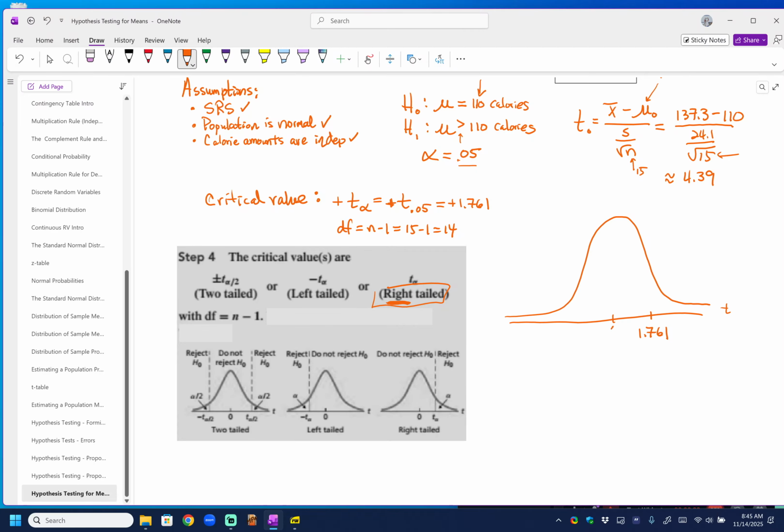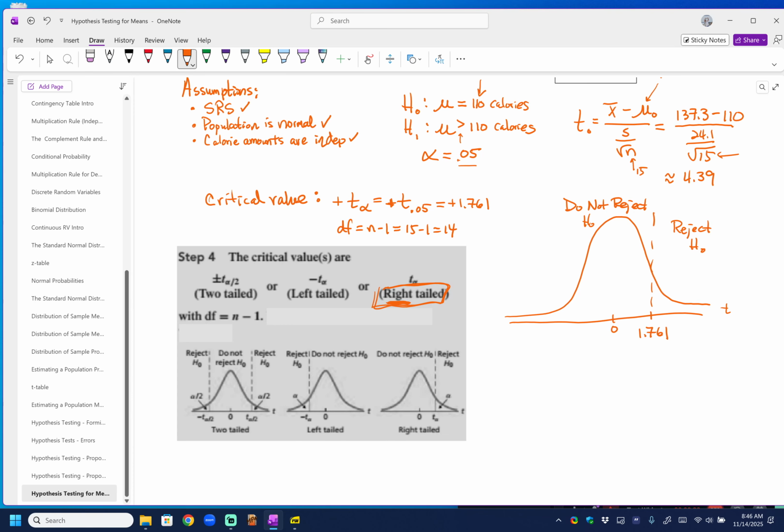In a right-tailed test, we always reject in the right tail. It's a nice little handy way to remember that, right? So we draw our little rejection region and do not reject in the rest of the curve. Same as our flow for last time when we were dealing with the proportion tests.